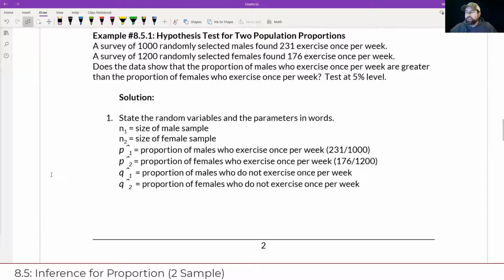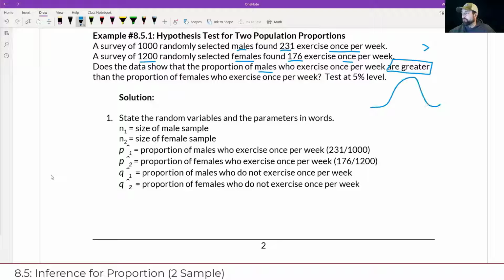So you go out and you survey 1,000 randomly selected males, and you find that 231 of those randomly selected males exercise once per week. You then go out and survey 1,200 females, and you find out that 176 of those exercise once per week. Does the data show that the proportion of males who exercise is greater than? So greater means above, right?